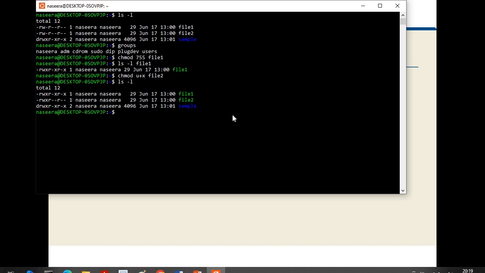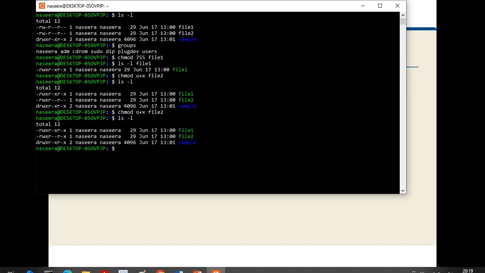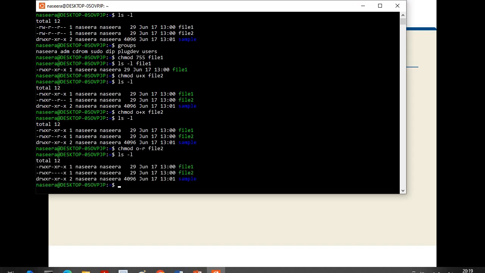Similarly, I want to add execute permission for others. chmod o, where o stands for others. For others, I am adding the execute permission for file 2. Now see the output. For others, x is added. In that way, we can also remove the file permission. chmod for others, I am going to remove the read permission for file 2. So there is no read permission for file 2.